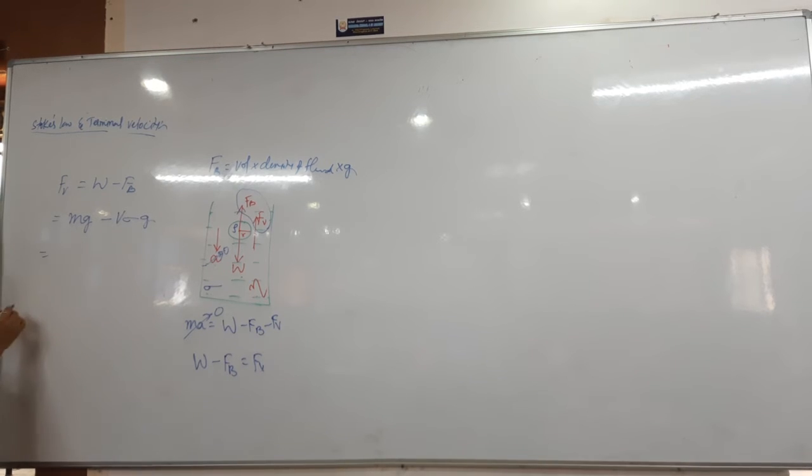Now instead of mass, I can write V into the density of the object, rho, and then times g, minus V sigma g. From this, what can I take common? V g is common, then rho minus sigma.